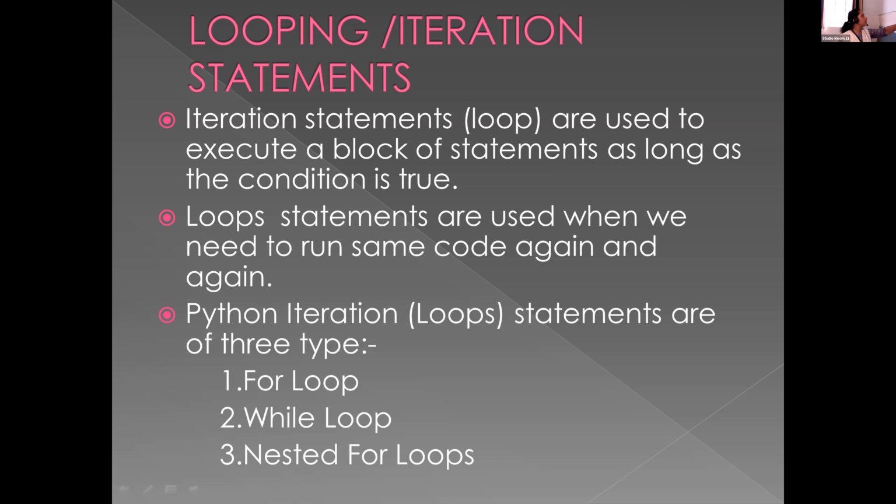Iteration statements, also known as loop statements, are used when we need to run the same code again and again. Then there are three types of iteration statements. What are they? For loop, while loop, and nested for loop. There are mainly three types of iteration statements: for loop, while loop, and nested for loop.